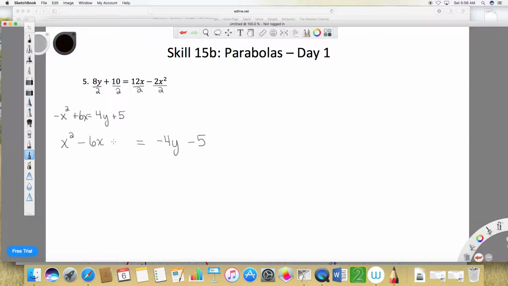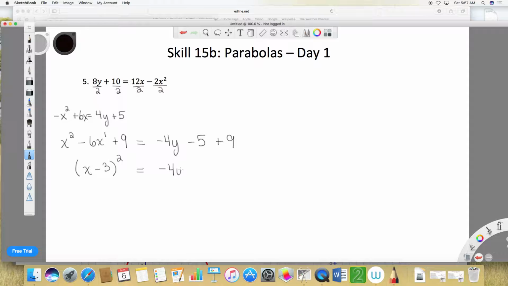All right, so I'm ready to complete the square. I look at the coefficient in front of this linear term, in front of the x to the first, and half of negative 6 is negative 3. But when I square negative 3, I get a positive 9. The purpose of doing that is so that now we can easily factor this to x minus 3 quantity squared, because half of negative 6 was negative 3. To balance the equation, don't forget to add that 9 to the right-hand side.